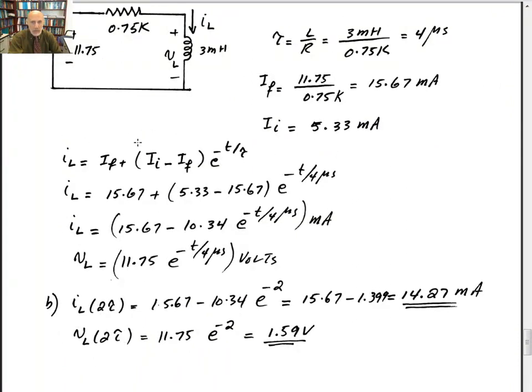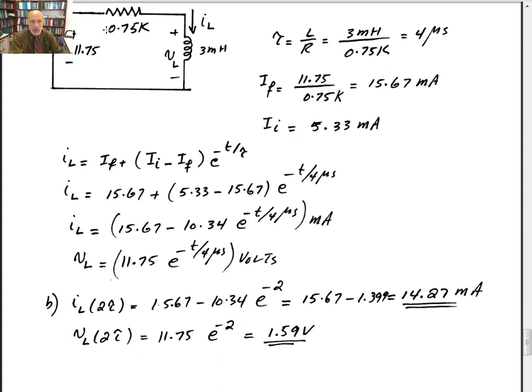So we had initial condition. We got to calculate a time constant. The final value is here. Just plug it into the equation. I of L will be equal to 15.67 milliamps for the I final. Initial is 5.33 minus 15.67. That gives you minus 10.34 e to the minus t divided by time constant, which is 4 microseconds.